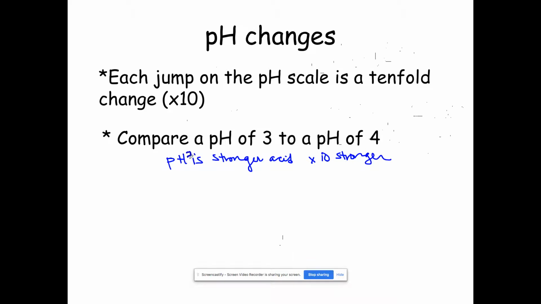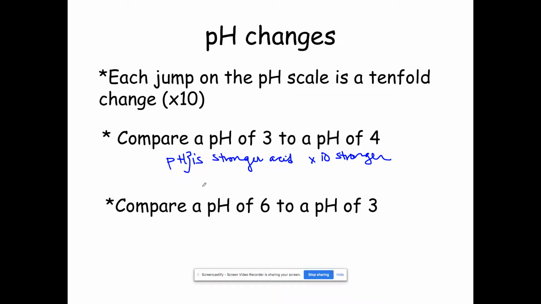pH of 3. Sorry, that's important. A pH of 3 is a stronger acid. It is 10 times stronger. Now, I think this was the example I was talking about earlier. Go back and rewind. pH of 6 to pH of 3.